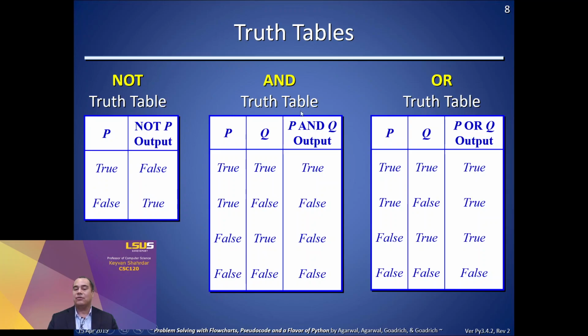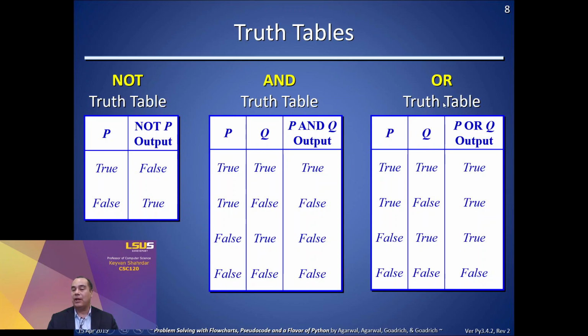And these are the AND truth tables. So we have P and Q output. If P is true and Q is true, then P and Q is true. If P is true and Q is false, then P and Q is false. If P is false and Q is true, then P and Q is false. If P is false and Q is false, then P and Q is false. So in the AND truth table, the only way you come out with true is if P and Q are both true. Everything else will be false.